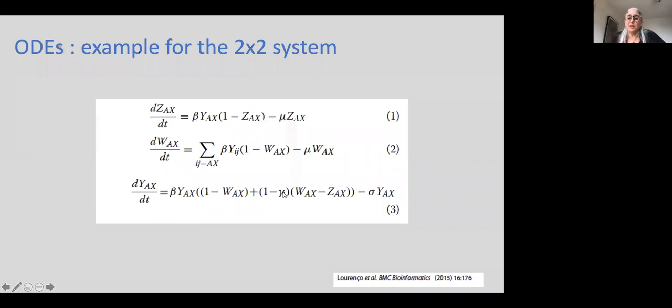And this parameter gamma is the intensity of the competition or this cross immunity, because you can see essentially if gamma is one, any exposure will protect you completely, even if you haven't seen both types, if you just have seen one of the types.